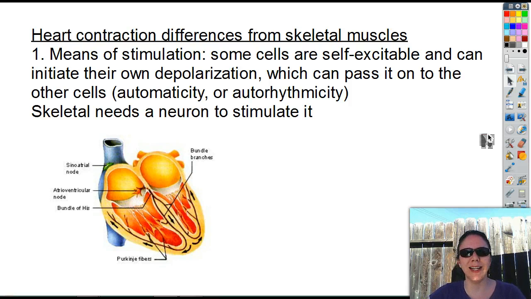We call that automaticity or autorhythmicity. And so what happens is it's kind of like dominoes. Once one cell jiggles, then all the rest of them decide to go.